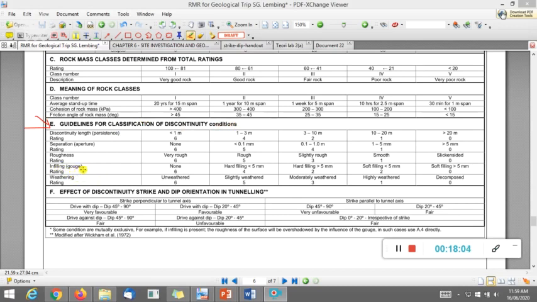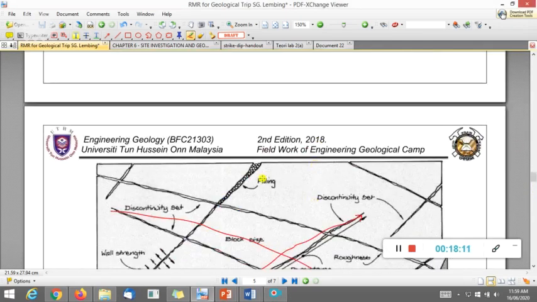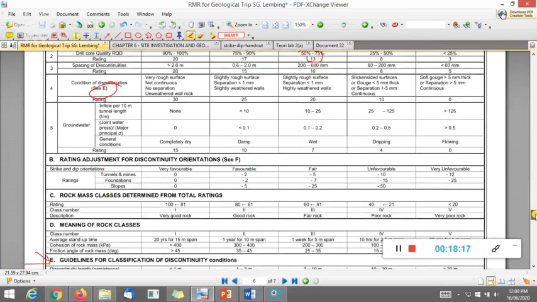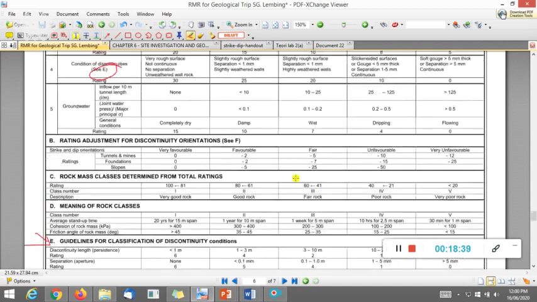For example, infilling: you just use your hand to touch. What is the filling in this joint? Let's say this is soft filling, less than, this is the aperture of the soft filling. So you just give rating 2. For slickensided, what is the meaning of slickensided? Because this is the roughness rating.